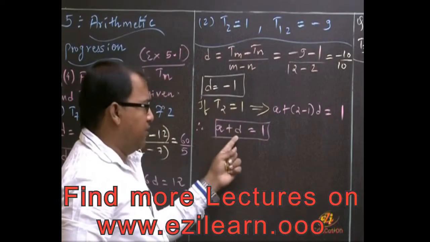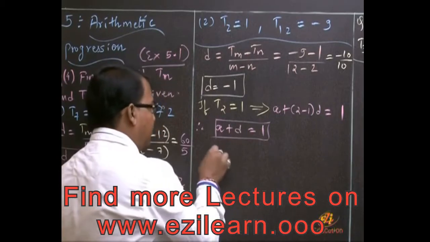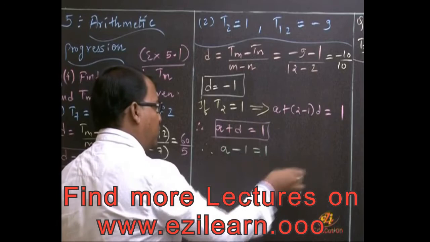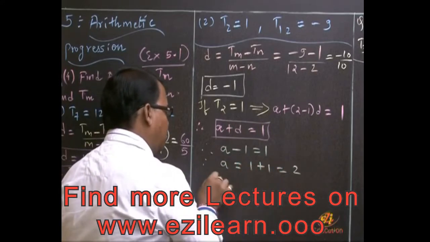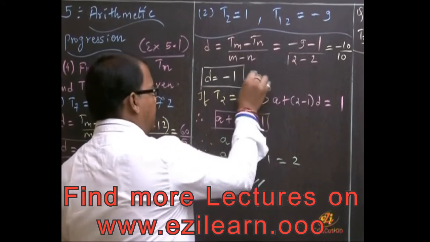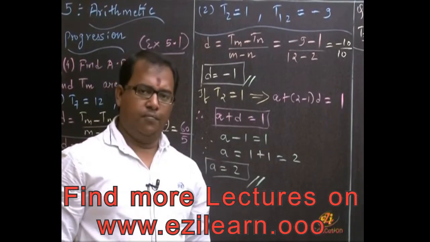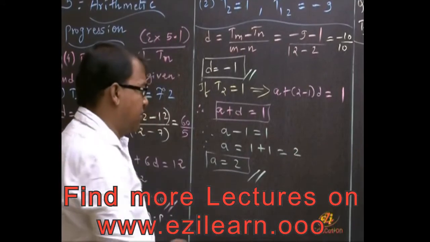Now D is minus 1. So A minus 1 is 1. Minus 1 goes there. 1 plus 1, 2. Giving us A equals 2, D equals minus 1. If you obtain A and D, then it's very easy for us because A is the first term of the AP.